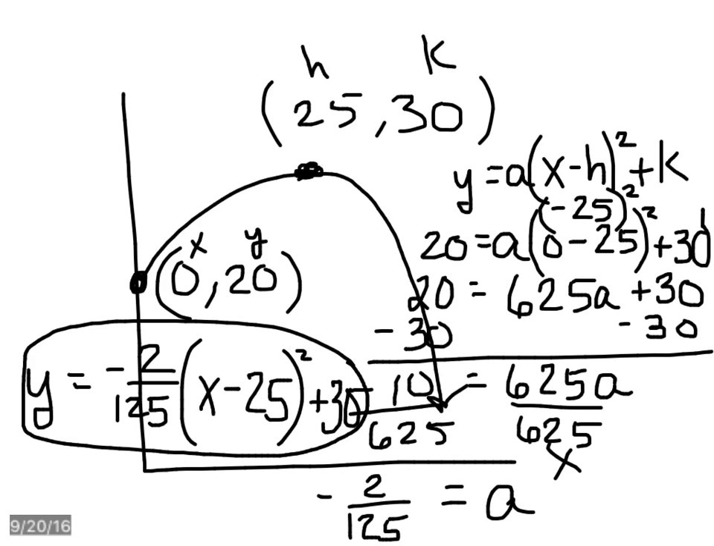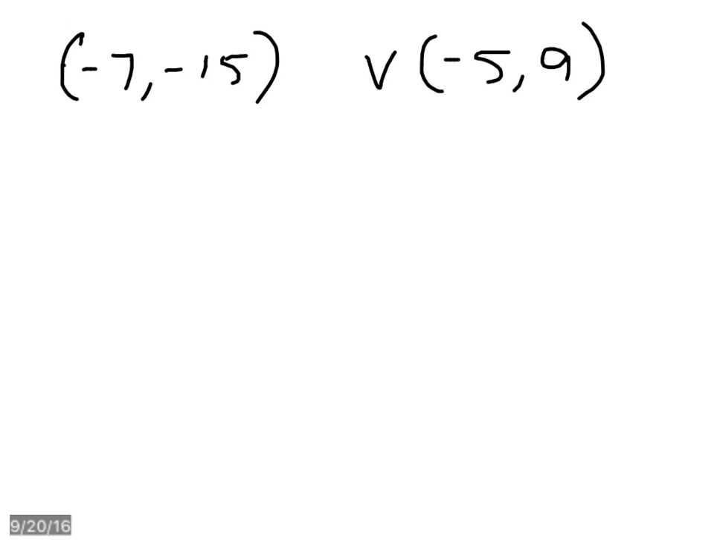Okay? Now, if they don't give you a picture, the only other way that they're going to give it to you is they're going to give you an ordered pair, and they're going to give you a vertex without a picture. So on something like that, here's what it'll say. It'll say passes through negative 7, negative 15, and has a vertex of negative 5, 9. Okay?